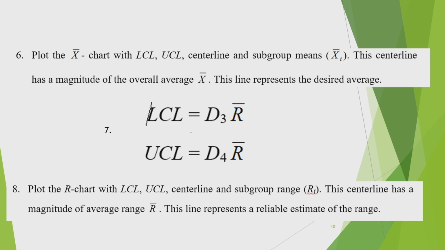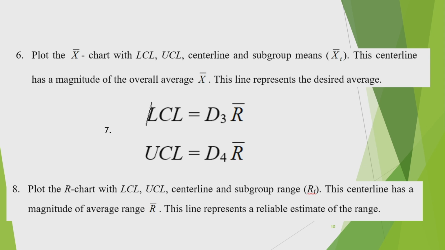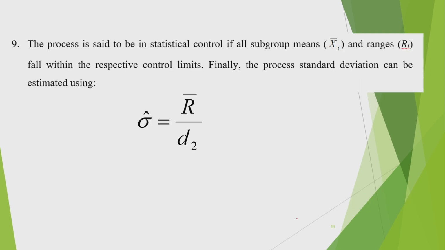Similarly, for the R chart, you can plot the mean R and you can have the lower control limit, that is D3 into R, and the upper control limit, D4 into R, and D3 and D4 can be taken from the table. Plot the R chart with LCL, UCL and central line and subgroup range Ri, that means in each group of 5 items, what is the range? So this central line has a magnitude of the average range R. This line represents a reliable estimate of the range R.